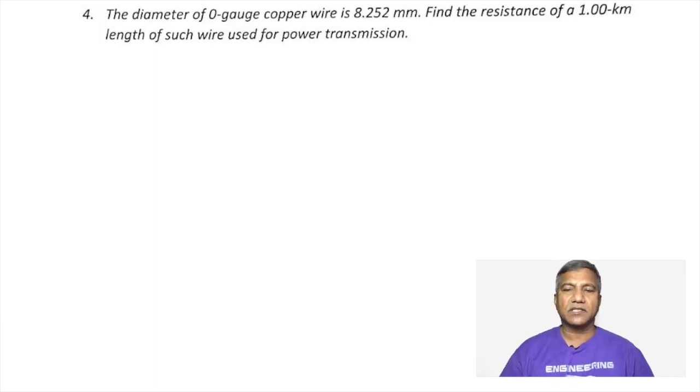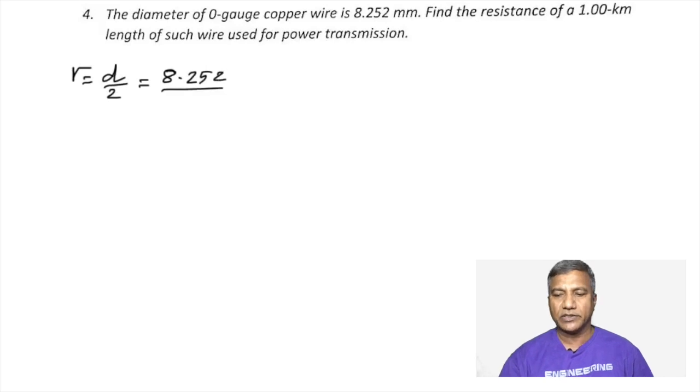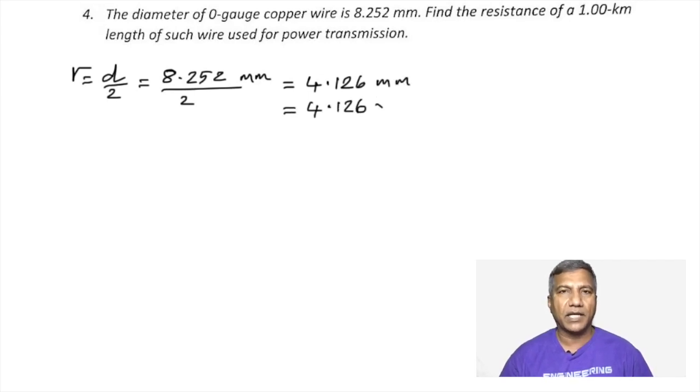So since the diameter is given, we can find the radius, which is half of that, and that's in millimeter. So we got to change it into meter, which is either divided by 1000 or multiply with 10 to the negative 3 meters. So that's the radius. Now, since we have the radius, to find the resistance, the formula is rho L by A, where rho is the resistivity, L is the length, A is the area.